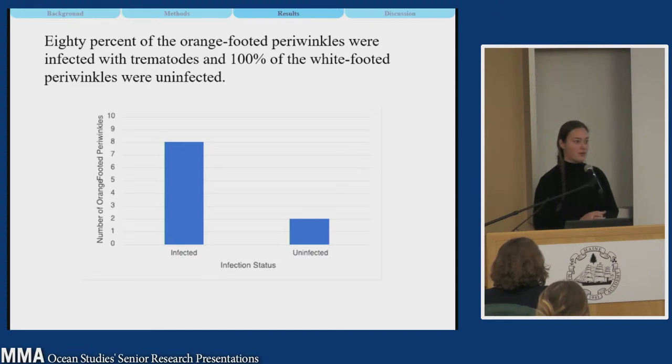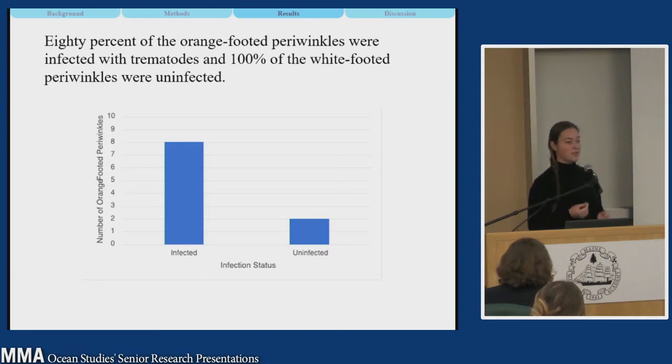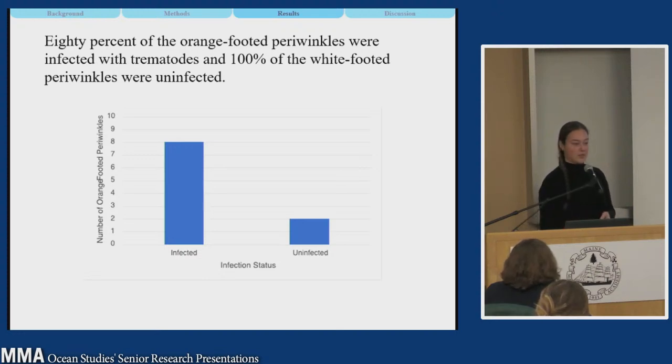80% of the orange-footed periwinkles I did find to be infected with these trematodes, and 100% of the periwinkles that had white feet were uninfected. The 20% of the orange-footed periwinkles that were not infected could have been because these trematodes are very small and could have been so scarce that I was unable to find them. But there is still the likelihood that these periwinkles were infected with the trematodes because they had that orange color in their feet. This is a result of the damage that these trematodes could have caused, releasing pigment into the foot.